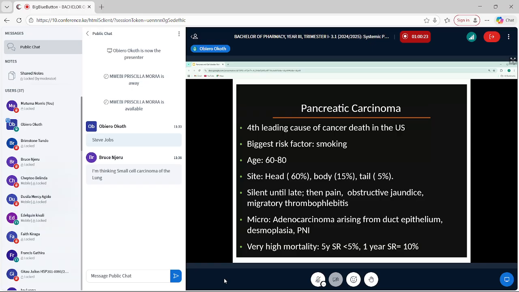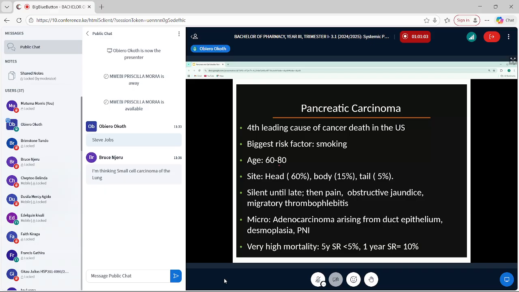Bruce, you're almost there. Basically, it's lung cancer. Because you see, small cell carcinoma of the lung is the most aggressive, terrible disease, but even squamous cell carcinoma of the lung is still related to smoking. The number one cancer death in both men and women is lung cancer related to smoking. The fourth one is still related to smoking. Now, age is around 60 to 80 years.